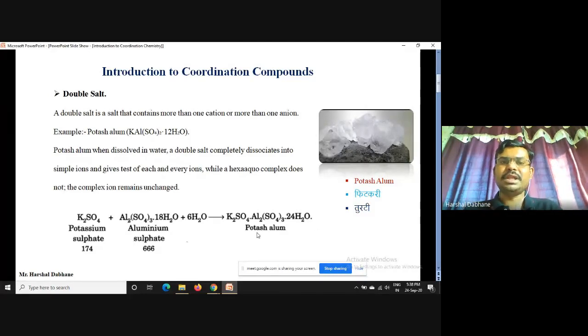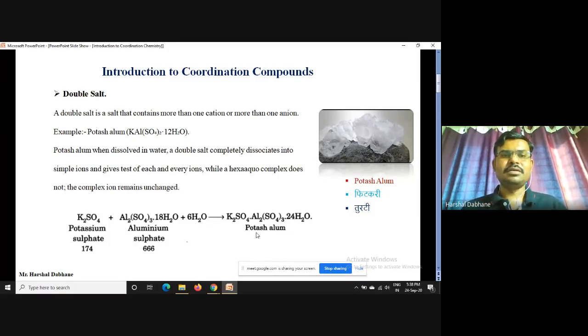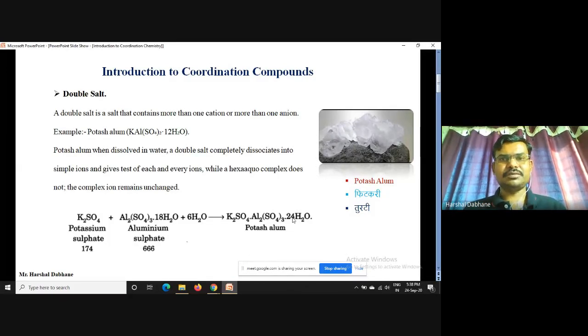So in simple language, what is a double salt? The compound which is made by the combination of more than one cation or anion, and when we dissolve it in water, it gives the test of each and every ion. Those compounds are called double salts. The best example is potash alum.